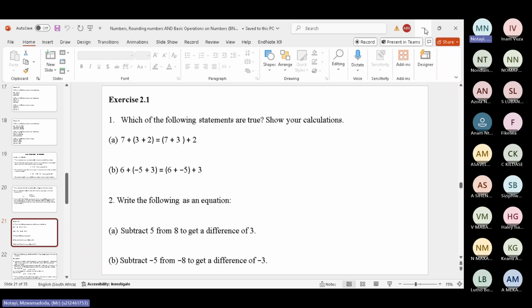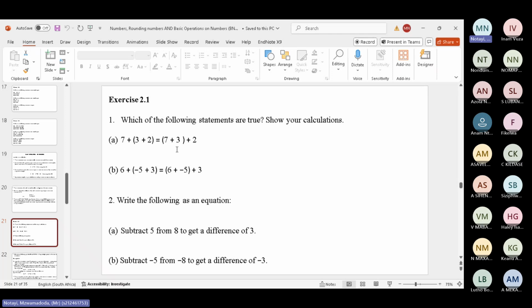Looks like we've established that those statements are true. Both of them are true. A and B are true. Well done, guys. So 7 plus, we deal with that bracket first. So we get 3 plus 2 to get 5. So 7 plus 5 is 12. That is the left-hand side.